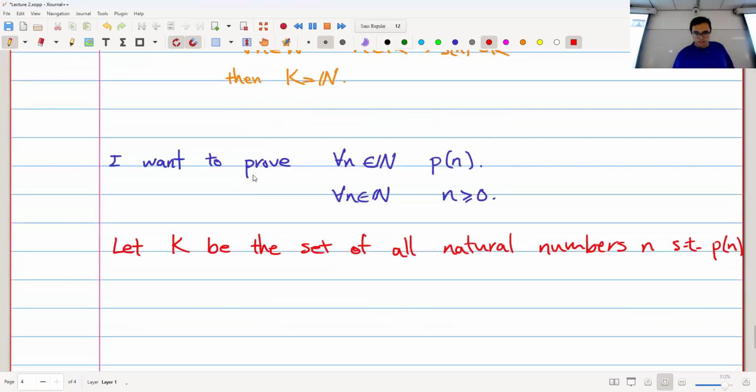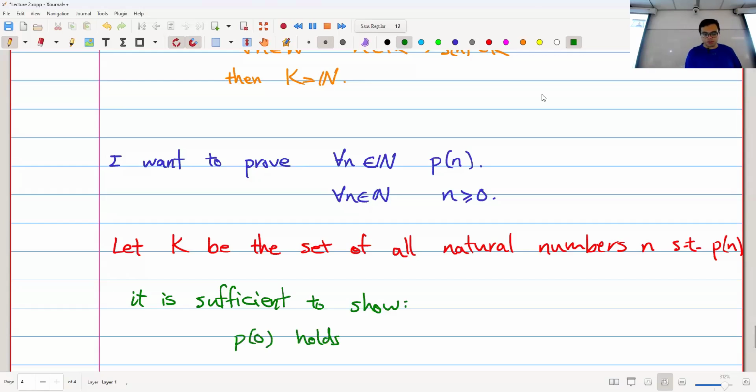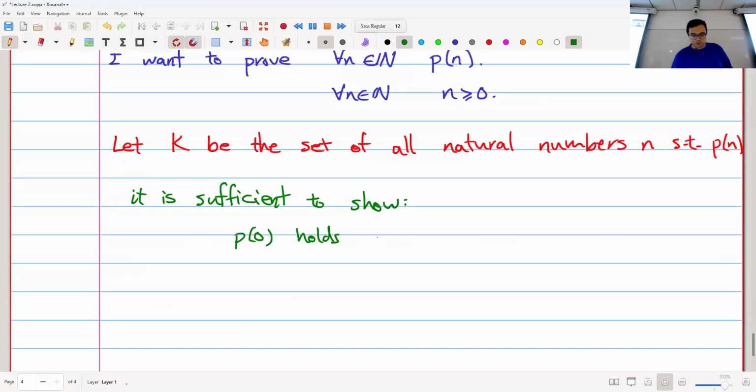Or I can write it like this. It is sufficient to show two things. First, I want to show that 0 is in K, which is the same as saying that P of 0 holds. P of 0 is true. And then the second thing that I want to show is that for every natural number n, if P of n holds, then P of n plus 1 also holds.